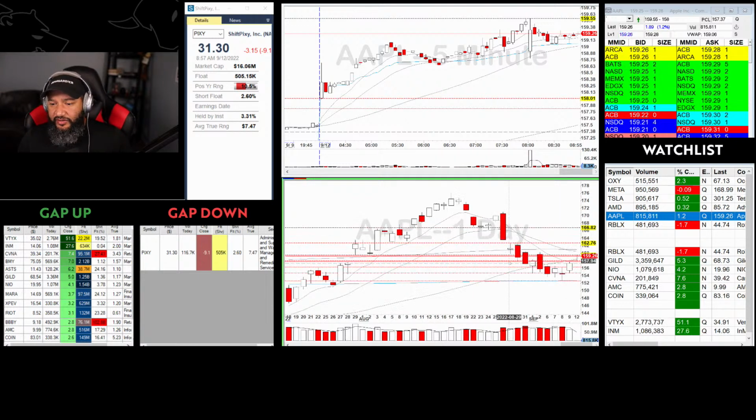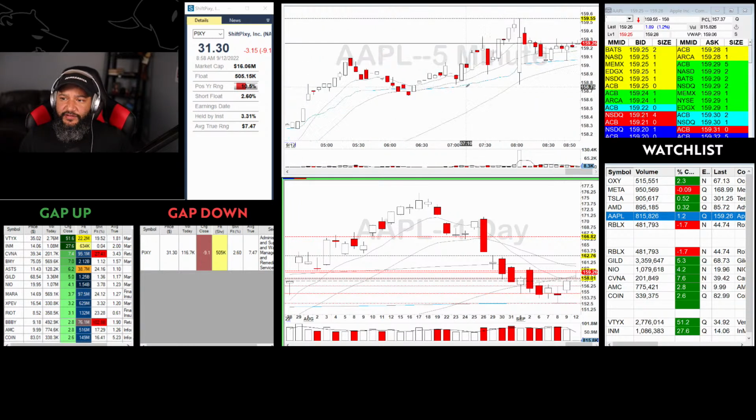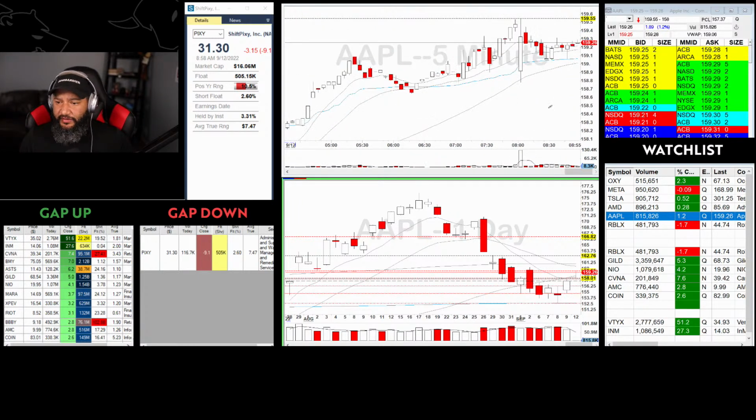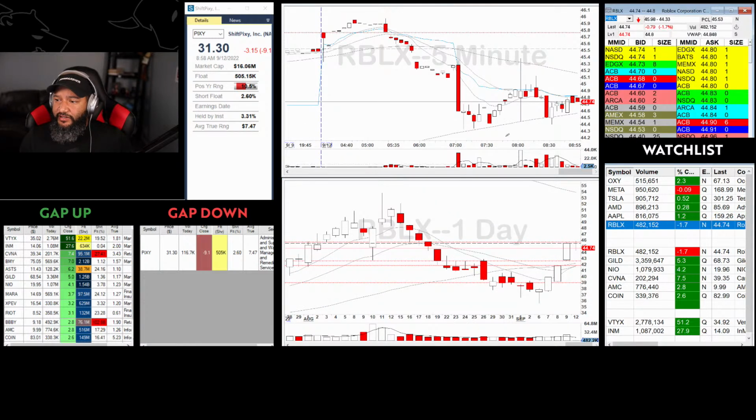So again, one of our usual suspects gets the volume, but today particularly their pre-market looks decent compared to the other ones that we have on deck. Let's take a look at Roblox.